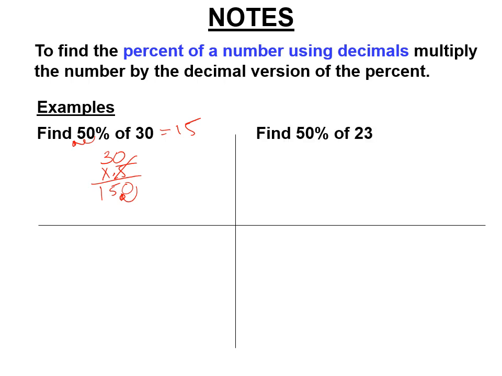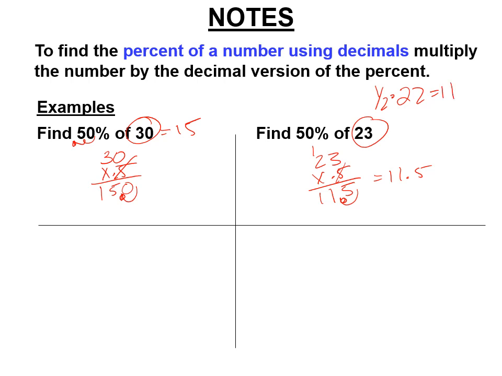50% of 23. See, now 50% of even numbers is way easier to do in your head, but 23 is an odd number. What that means is you're going to get a 0.5 in your answer. Anytime you find half of an odd number, you're going to get a 0.5 in your answer. Let's see that. 5 times 3 is 15. There's that 5. Carry the 1. 5 times 2 is 10, plus 1 is 11. And so move the decimal once, and it's 11.5. Which you could still do in your head, because half of 22 is 11. So half of 23 is 11.5.